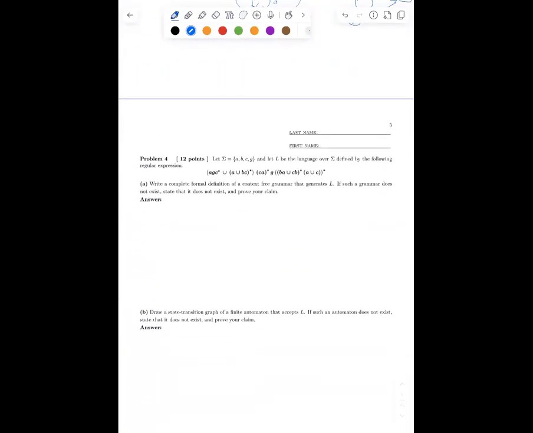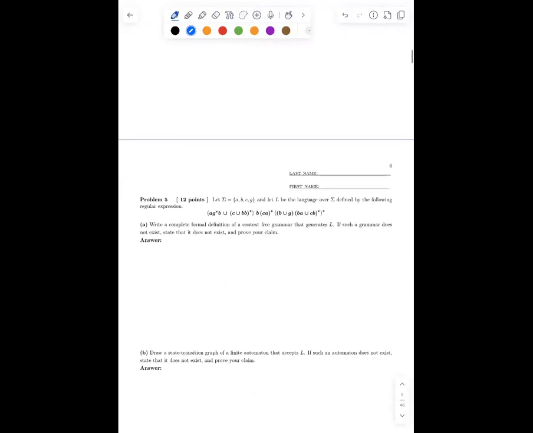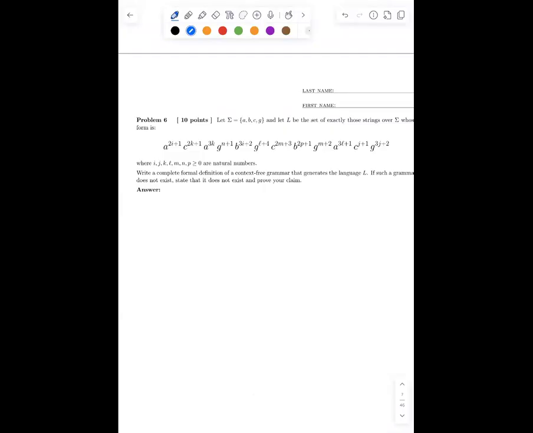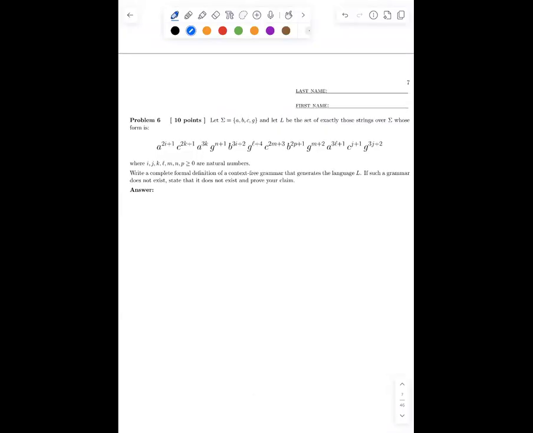Let's move on to the next part. I will start doing that. So here you need to write the context-free grammar, but first you need to group together the same letters. So the I will be connected with my I here. The K is here. And the N is alone. There we don't see any N's together.